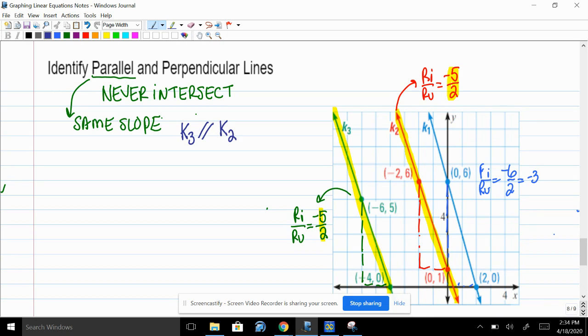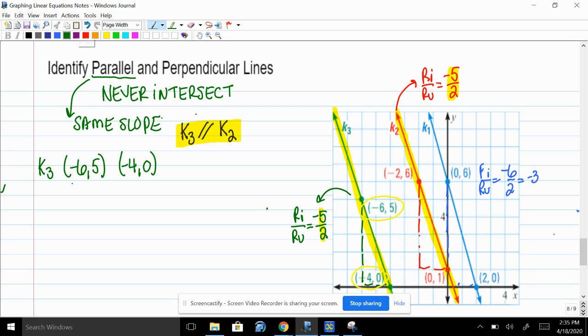The symbol for parallel is kind of like a slanted number 11. Now, I'm going to show you this just so you're prepared for when you get numbers. If you don't have a coordinate grid, you might have to use the slope formula, which is something we talked about earlier. So let's say I was executing the slope formula for line K3, which is going through (-6, 5) and (-4, 0).